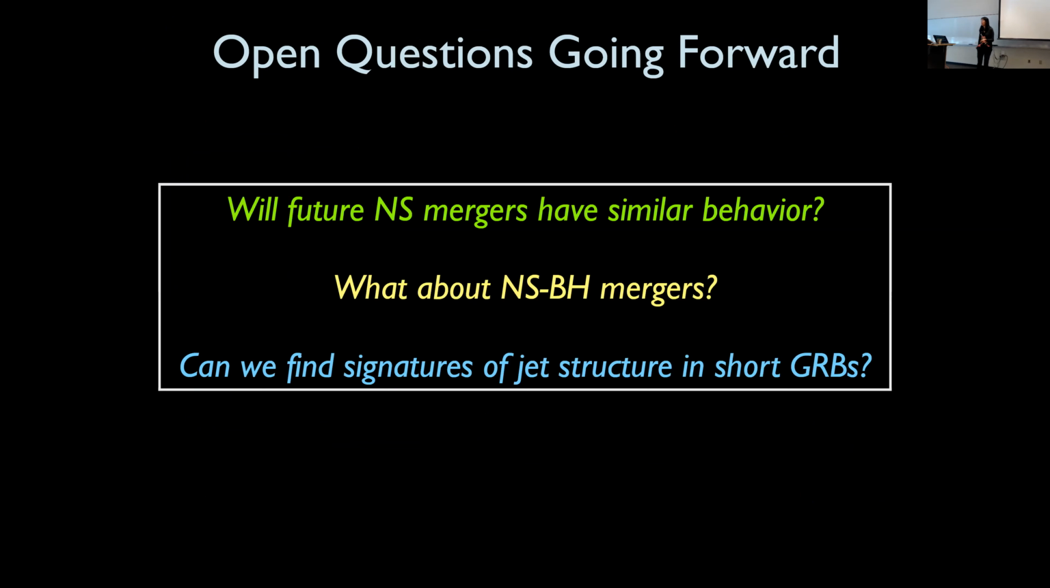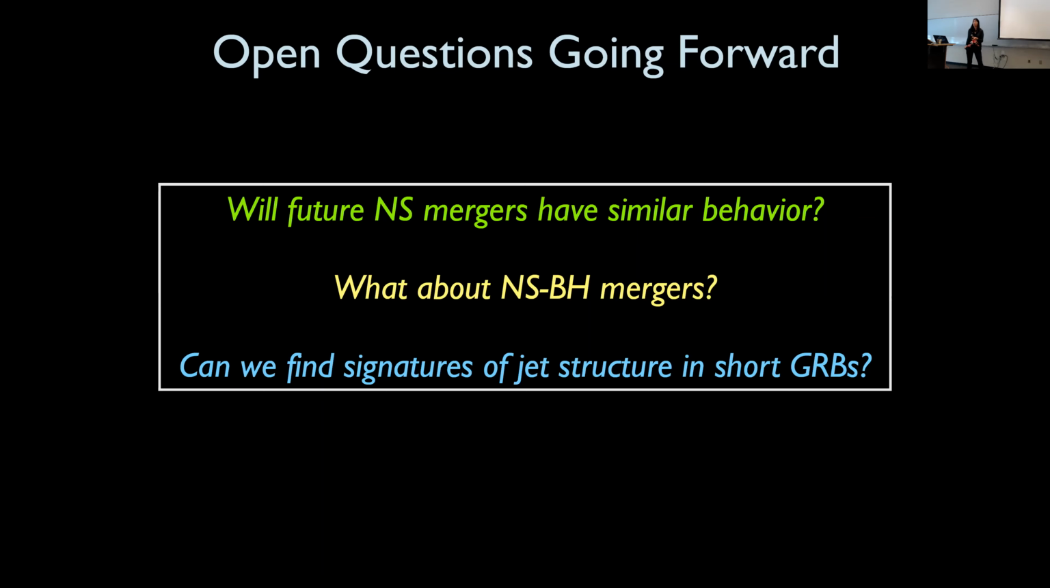So, open questions going forward in this regime. Will future neutron star mergers have similar behavior? What about neutron star black hole mergers? Then, can we find signatures of jet structure in short gamma ray bursts on axis? So I have a couple of slides on each of the next two, and we'll go through those. And so this is a bit of a transition.